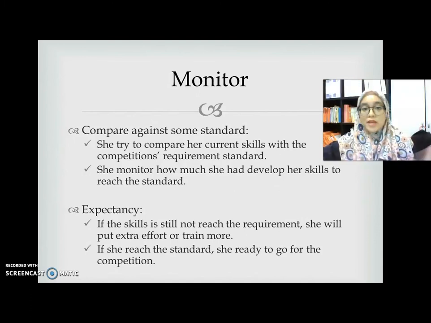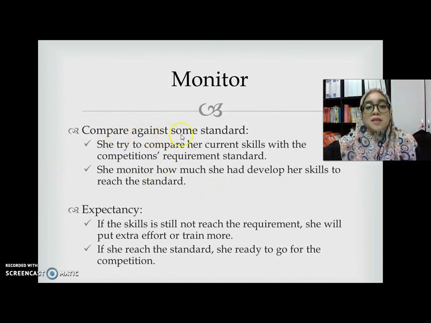In the monitoring phase, she compares against some standards, where she compares her current skills after the training with the competition requirement standard. So she monitors how much she has developed her skills to reach the standard. In this stage there is expectancy: if the skill does not reach the requirement, she will put in extra effort or train more. But if she reaches the standard, she is ready to go for the competition.